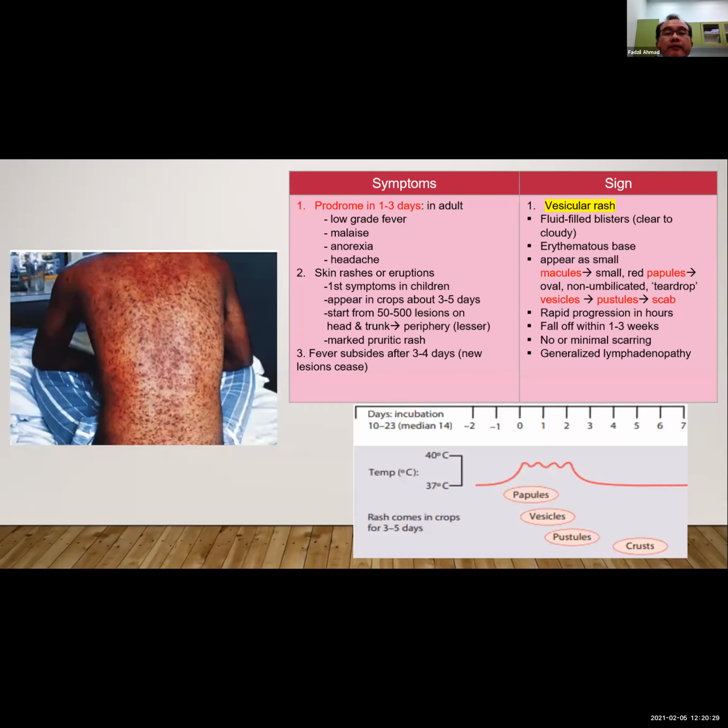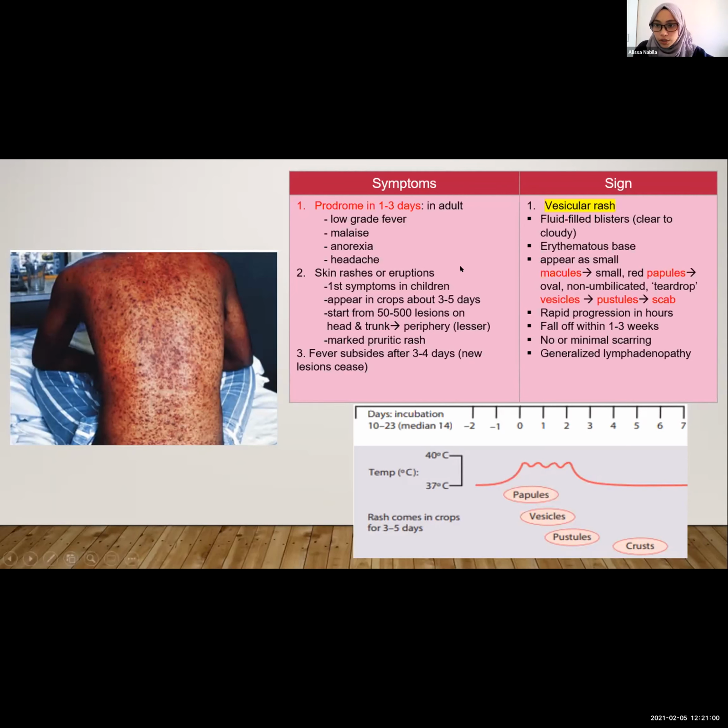For clinical features, usually in adults they will have prodromal symptoms for about 1 to 3 days. Usually it is associated with non-specific symptoms such as low-grade fever, malaise, anorexia, and headache. However, in children, the first symptom will be skin rash or eruption. It usually appears in crops over about 3 to 5 days, usually starting from the trunk and head, and then spreads peripherally, but to a lesser extent. It is associated with a marked pruritic rash, and the patient may tell you that the fever subsides 3 to 4 days after the onset of rash.